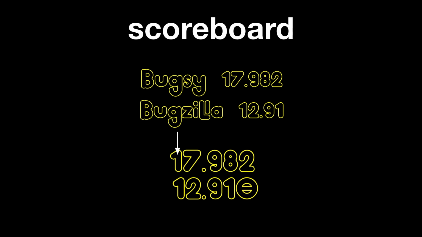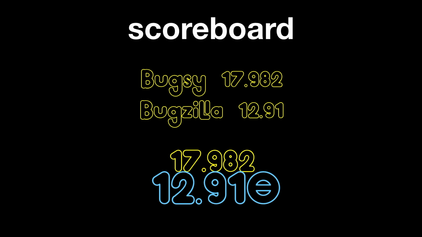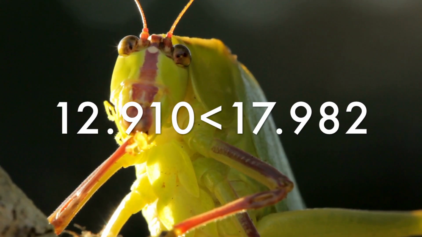When we look at the tens place, they both have ones. So we don't know who the winner is yet. We have to go over to the next place, to the ones place. Now I know one has a 7 and one has a 2. Bugzilla has a lower score, which means a faster time. I don't have to look any further. I know that 12 and something will be less than 17 and something.